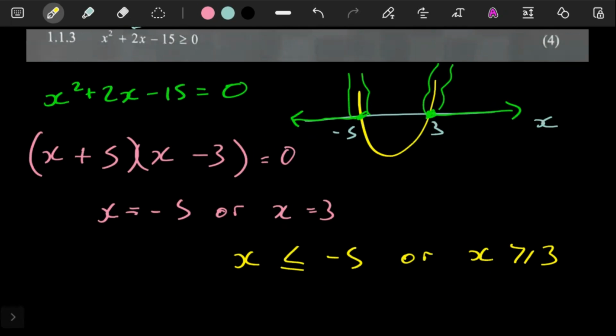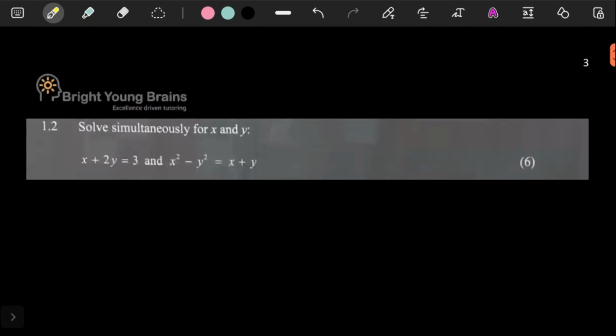Let's move on to the next question and see what we have to do. The next question is a 6-mark question, and we have to work it out simultaneously. So in this situation, it looks as though we can isolate x. Isolating x, we're going to have 3 minus 2y. We can label this equation number 1, and then equation number 2 is this one.